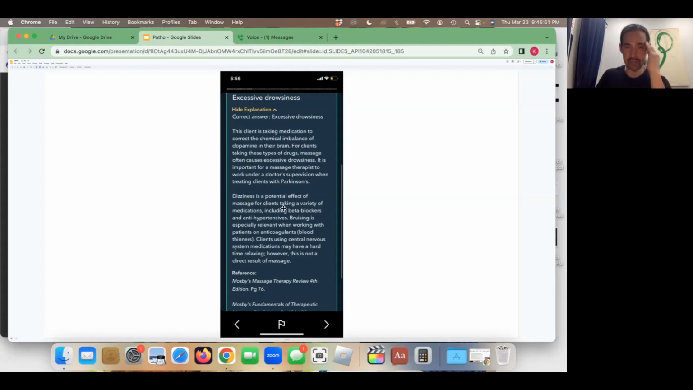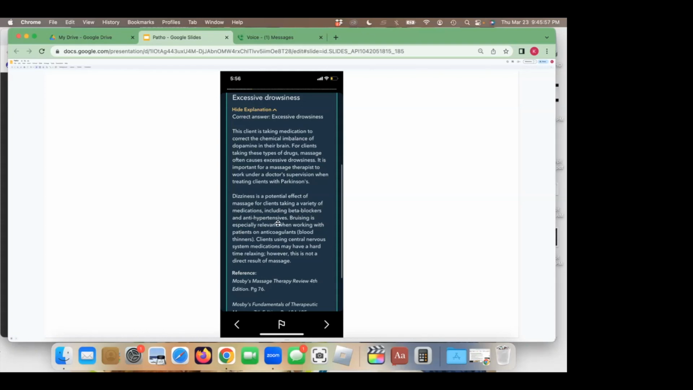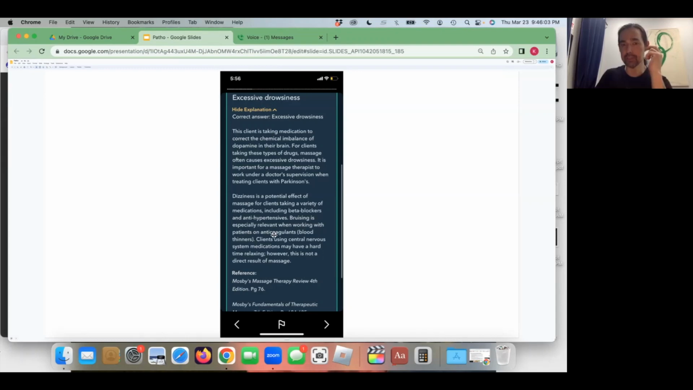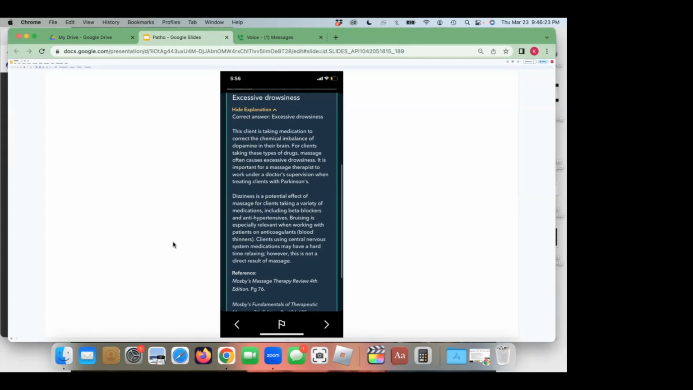Dizziness is a potential side effect of massage for clients taking a variety of medications, including beta blockers, that's for your heart, and antihypertensives, that's for hypertension, high blood pressure. Bruising is especially relevant when working with patients on anticoagulants, blood thinners. Clients using central nervous system medications may have a hard time relaxing. So a central nervous system medication, that's a stimulant, like Adderall. However, this is not a direct result of massage.